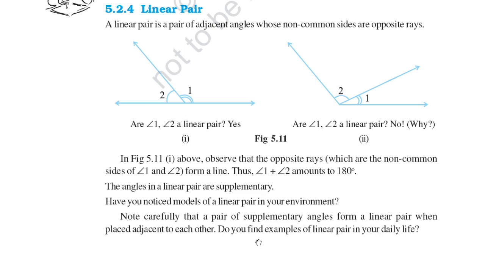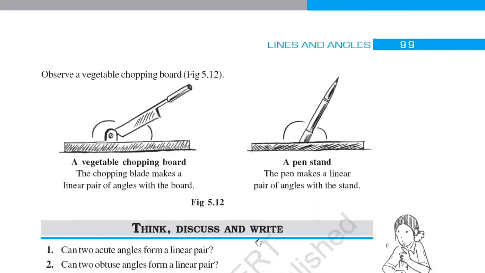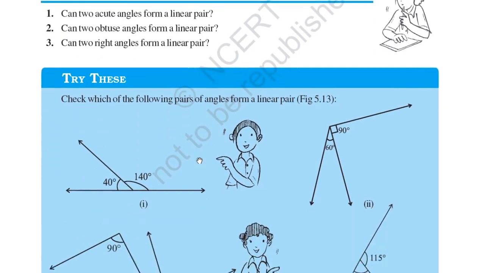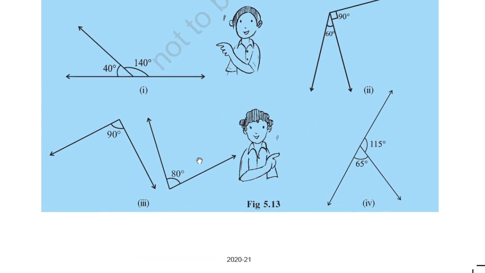Do you find examples of a linear pair in your daily use? Observe a vegetable chopping board. The chopping blade makes a linear pair of angles with the board. And a pen stand. The pen stand makes a linear pair of angles with the stand. You can see the adjacent pair forming 180 degrees by adding both angles. You can try these things, very easy.